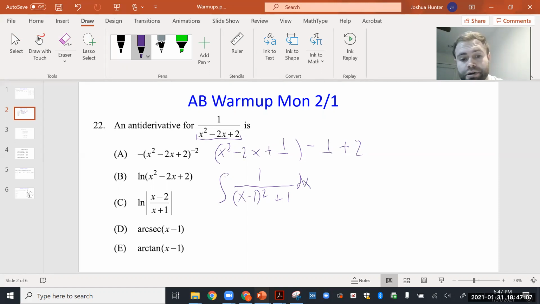Now this does look very similar to inverse trig. We have 1 over a variable squared plus 1 squared, where u equals x minus 1, and a equals 1. So this will end up equaling arctangent of u over a, which would just be arctangent of x minus 1.